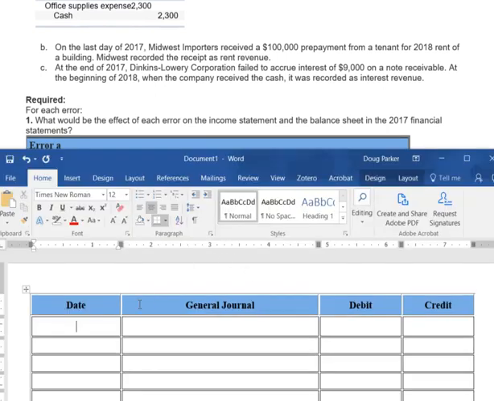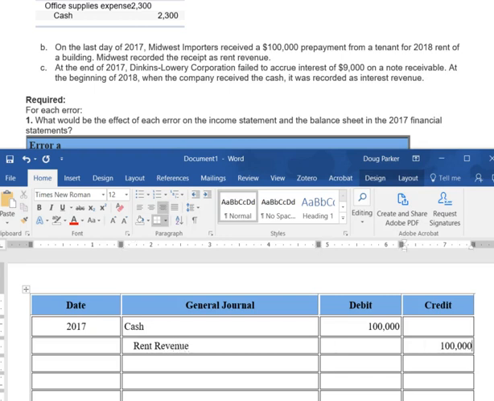So let's go here. What did they do in 2017? Well, they received money. So they hit cash for $100,000. We know that they received a payment, so we know they received cash. Now, what did they credit? Well, it says Midwest recorded the receipt as rent revenue.